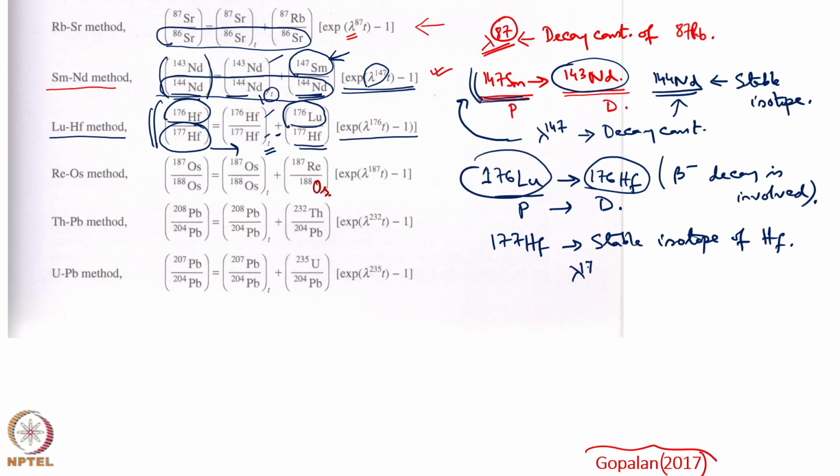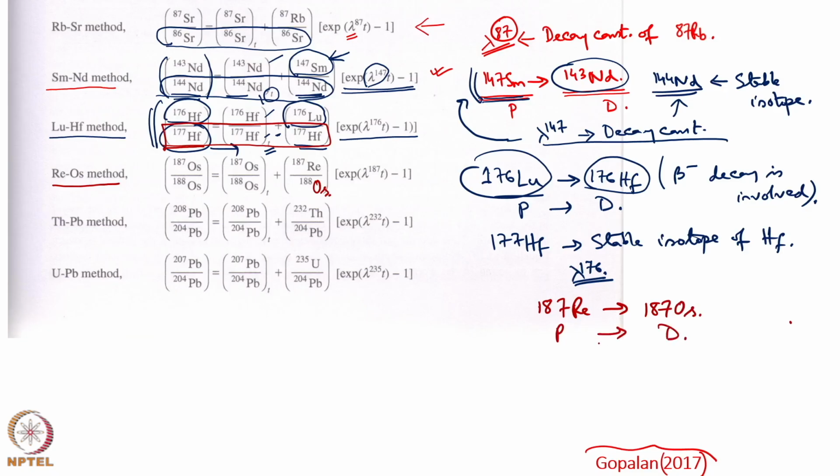Lambda 176 has the same kind of meaning that I explained for lambda 147 for the Sm-Nd dating method. So, in this case a division has been made by 177 Hf, which is the stable isotope. Now, let us come to the Re-Os method, where 187 Re alters to 187 Os. This is the parent and that is the daughter. Lambda 187 has the same kind of meaning that I explained regarding lambda 147 for Sm-Nd dating.